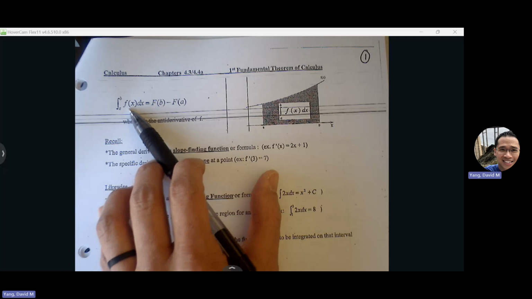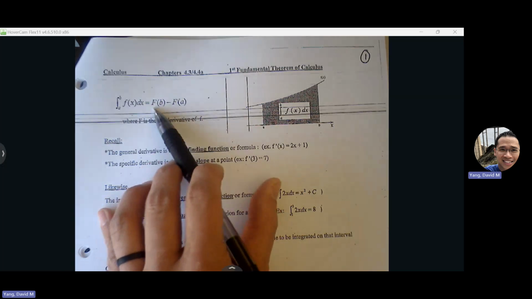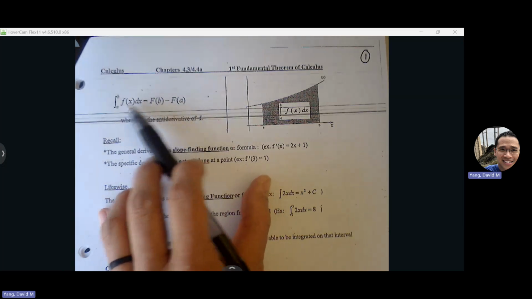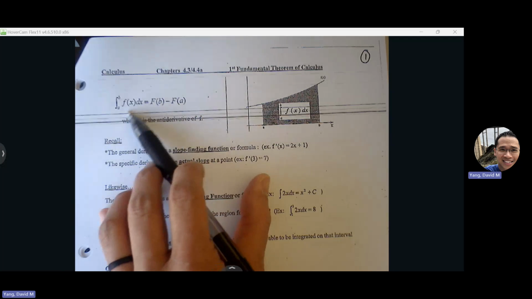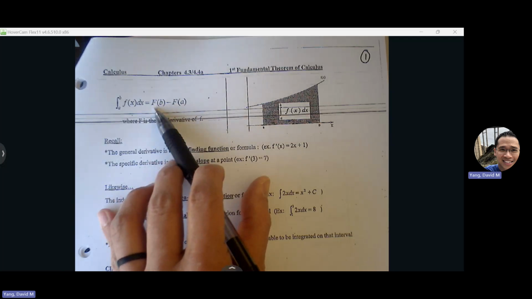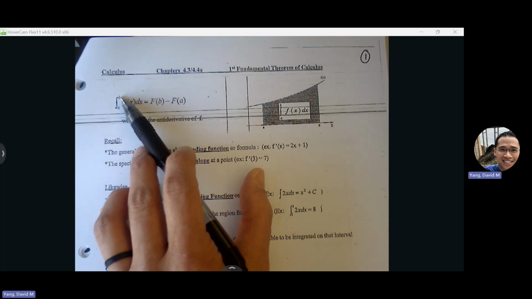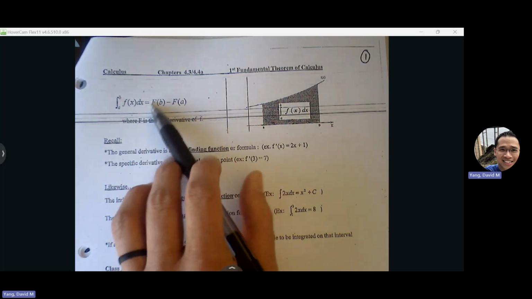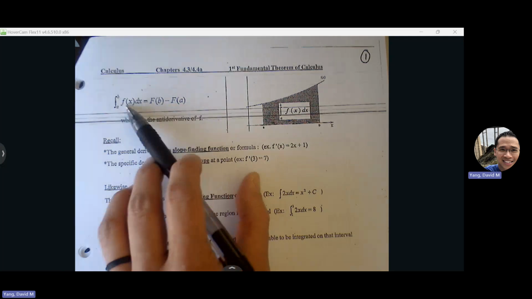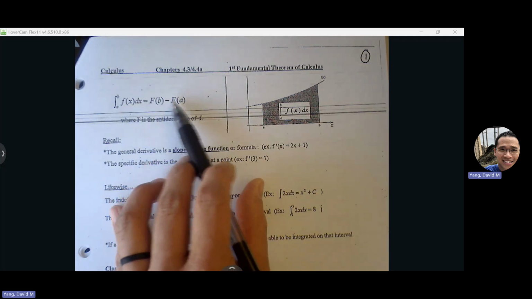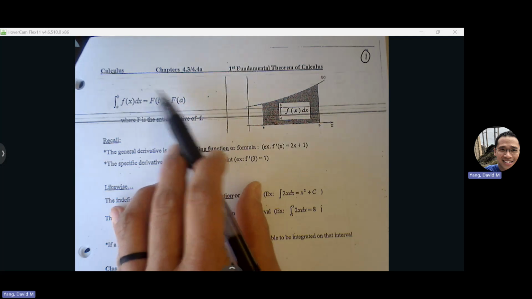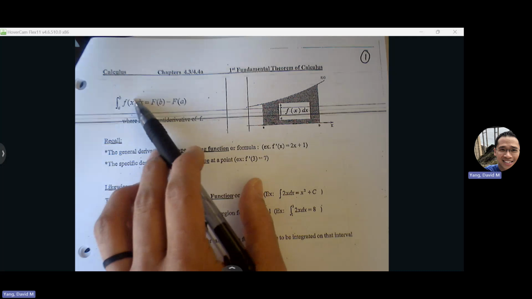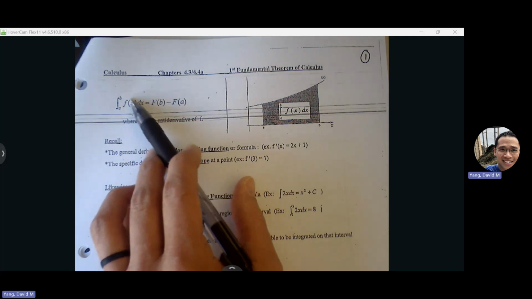So what we do is this lowercase f is going to turn to uppercase F, and that's just a general process of whatever the antiderivative rule is to produce that antiderivative function. And then we're just going to plug in the upper and the lower bound, F of b minus F of a. The result of this is going to essentially produce the area under this original curve. So we're using a formula that will give us information about the original function's shaded region.